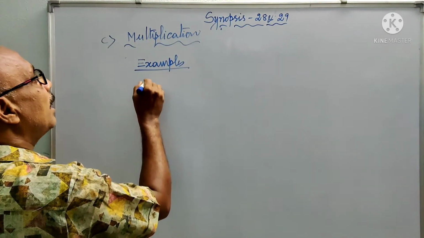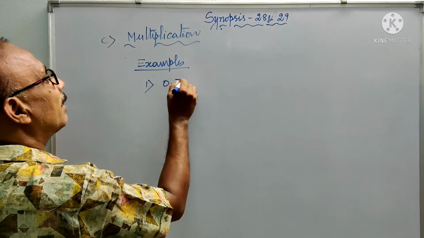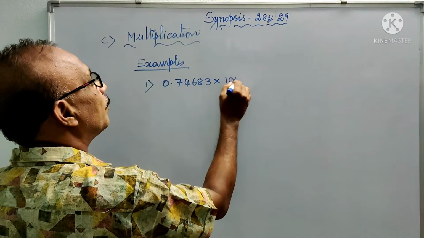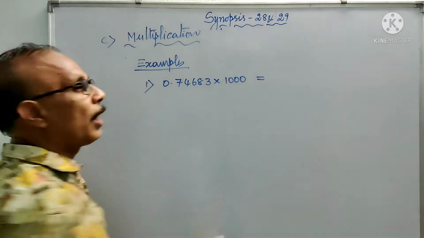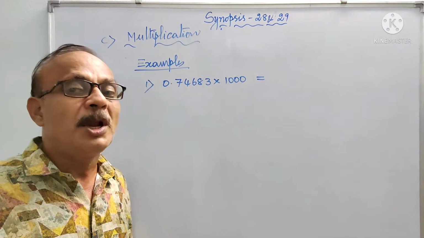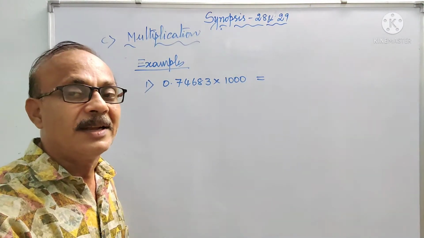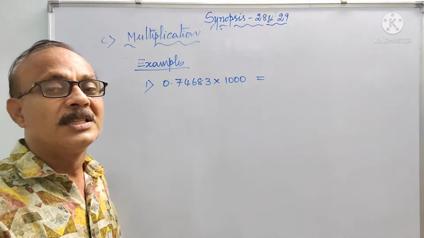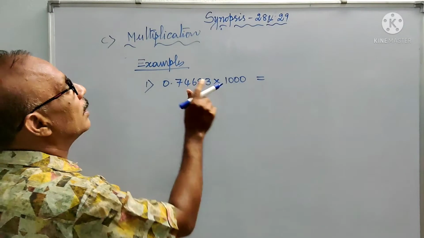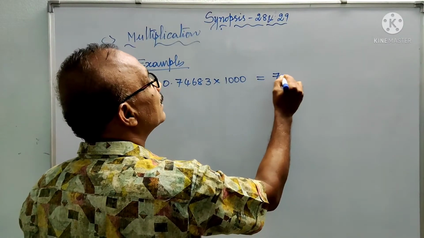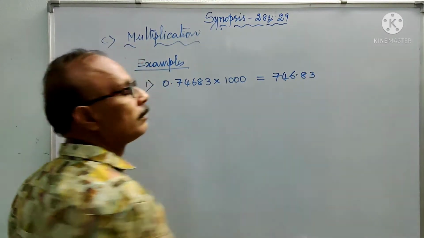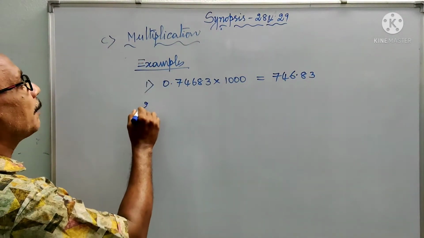First one. You are multiplying 0.74683 by 1000. So now in 1000 you have 3 zeros. Therefore, the decimal point moves right side 3 digits since the number is having 3 zeros. So this point comes up to here. So this becomes simply 746.83.